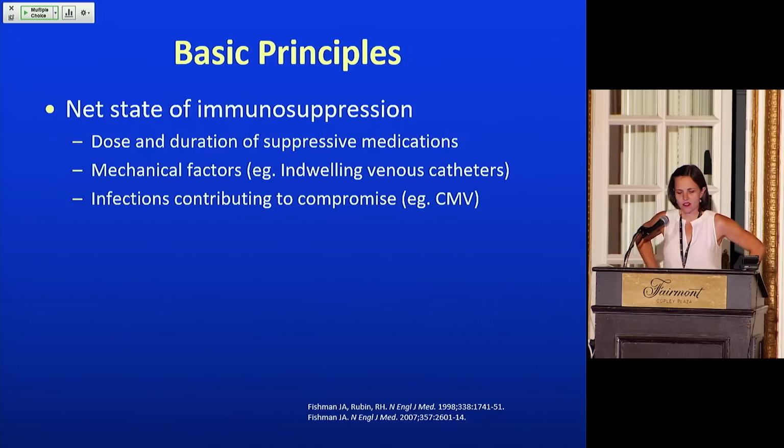And then lastly, you need to think about whether there are any infections that are making them more vulnerable to certain other infections. HIV, I should back up and say, is the classic example of an infection that leads to other infections. But in transplant patients, the one that I would say is most common and problematic is CMV. When people have active CMV infection, it definitely boosts their vulnerability to other opportunistic infections.